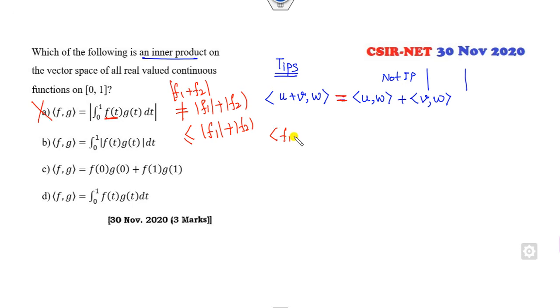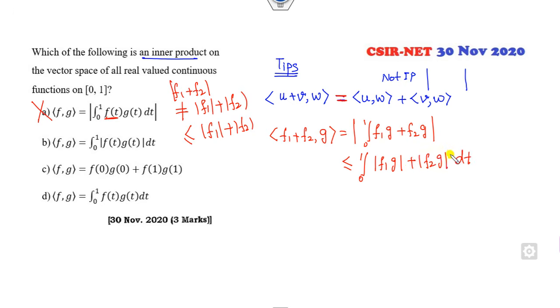If you want, I can write quickly for you here. It can be written as the absolute value of f1g plus f2g. Now how can you do that? It is less than or equal to the absolute value of f1g plus the absolute value of f2g. Now if I open this bracket, it will be less than or equal to f1g and f2g, but we need an equality, so this option is cancelled. Always remember, whenever there is a modulus value, it is not an inner product. Similarly, again, it is a modulus value, so it is not an inner product.